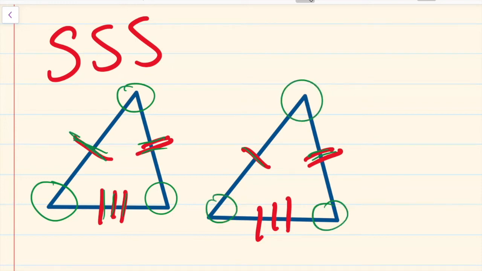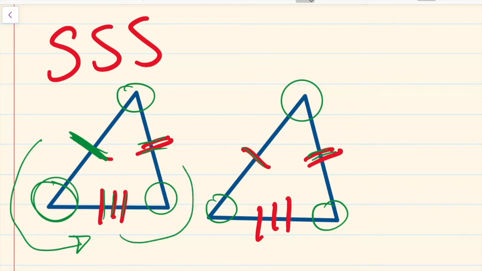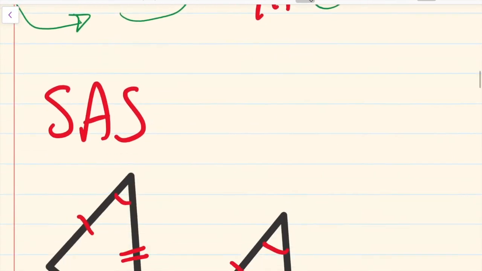Well, listen, if I'm at this side and I want to go to the next side, I'm only skipping one thing I don't know. Same thing over here, I'm only skipping one thing I don't know. And same thing over here, I'm only skipping one thing to get what I want. So because I'm only skipping one thing, it works. The SSS works.